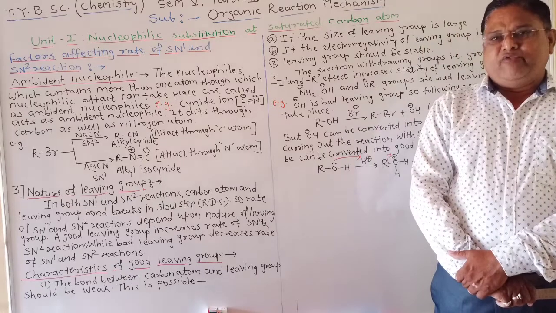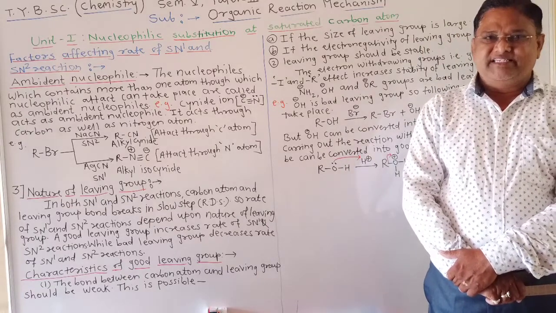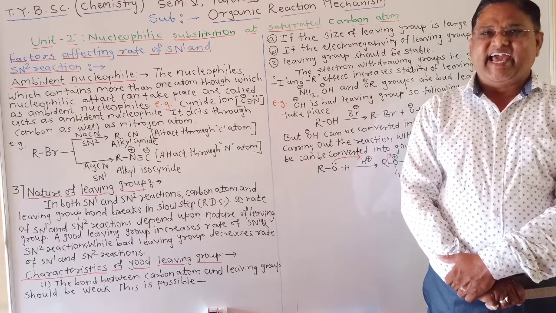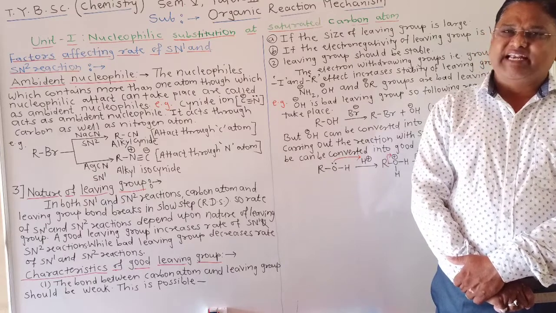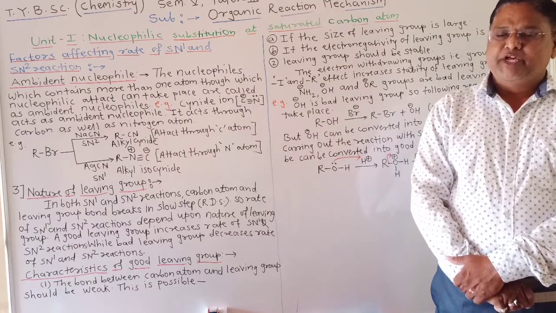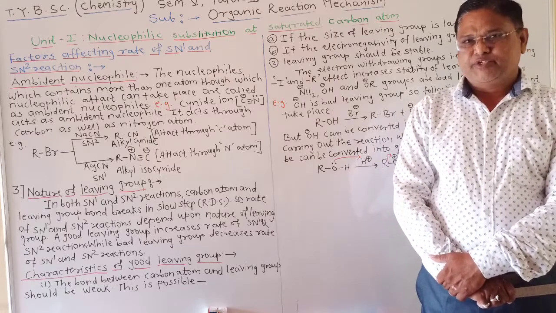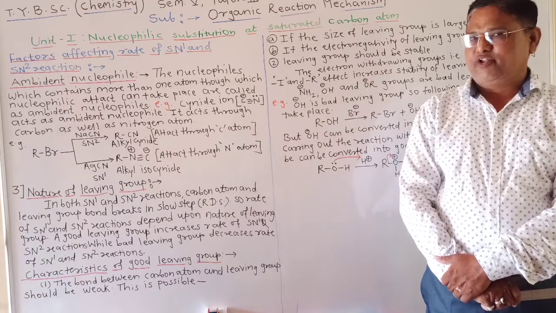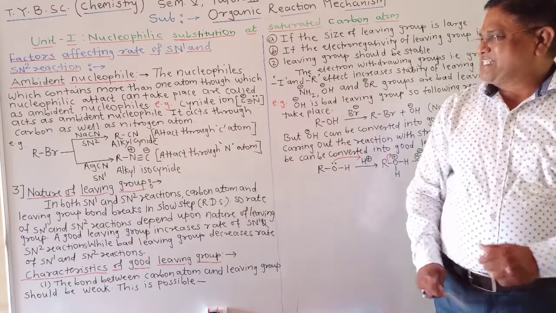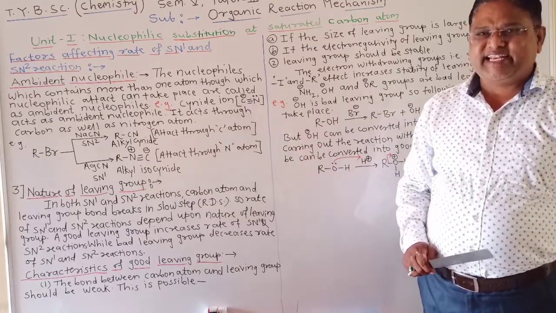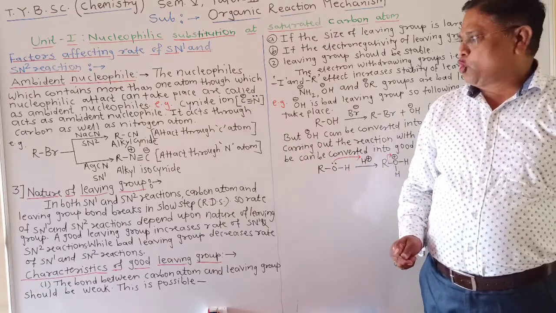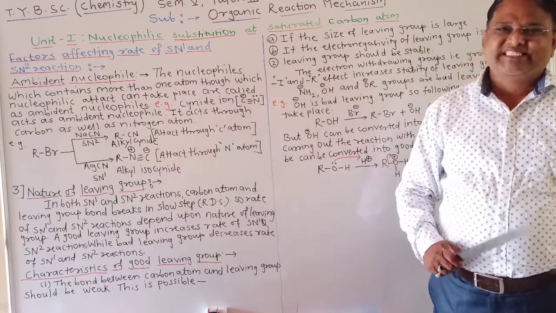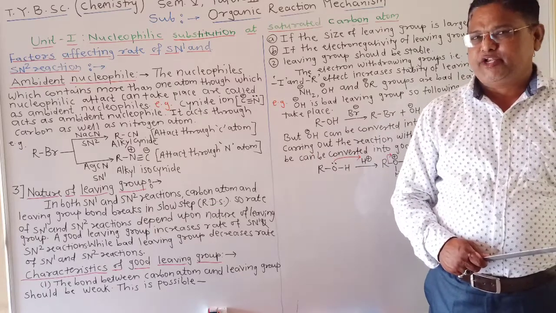So what is meant by ambident nucleophile? The nucleophiles containing more than one atom through which they can attach are called ambident nucleophiles. Means the nucleophile which attacks through more than one atom is called an ambident nucleophile. We can take the example of cyanide. In case of cyanide, it can attach through the carbon atom as well as through the nitrogen atom. So, cyanide is called an ambident nucleophile.